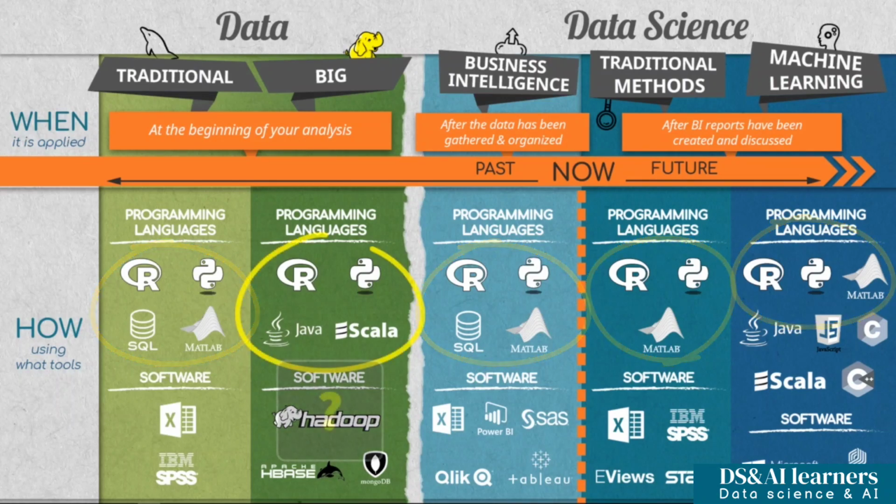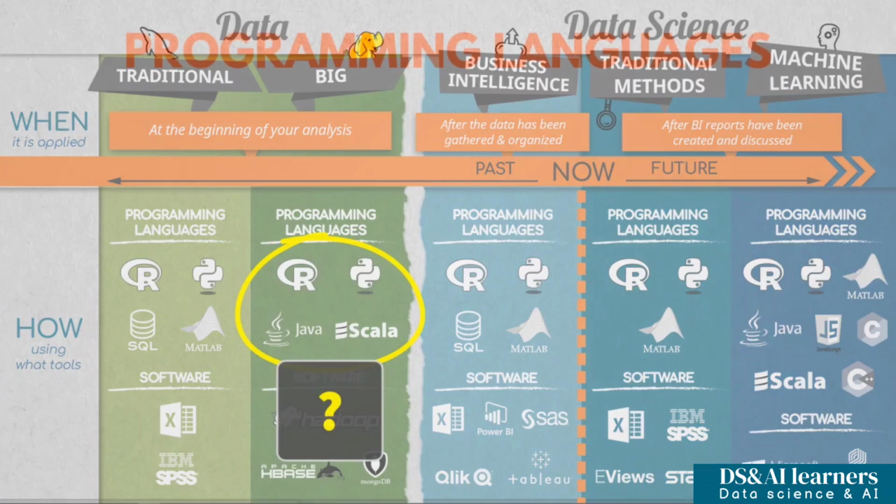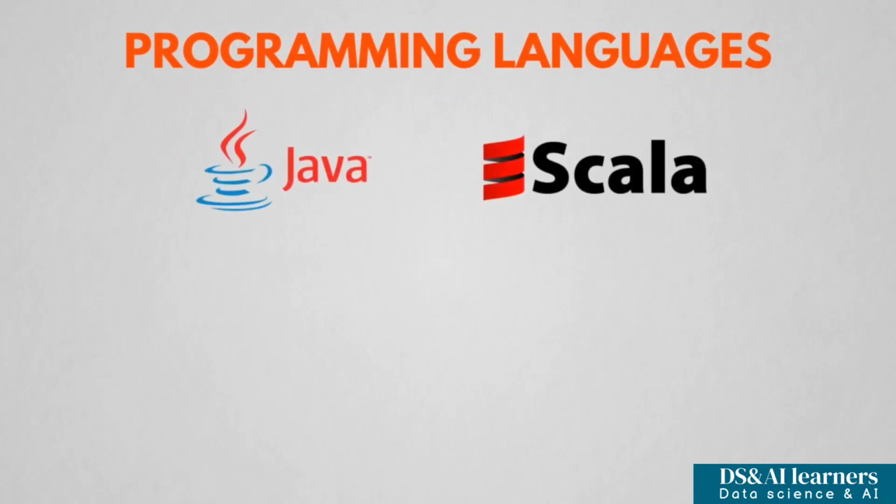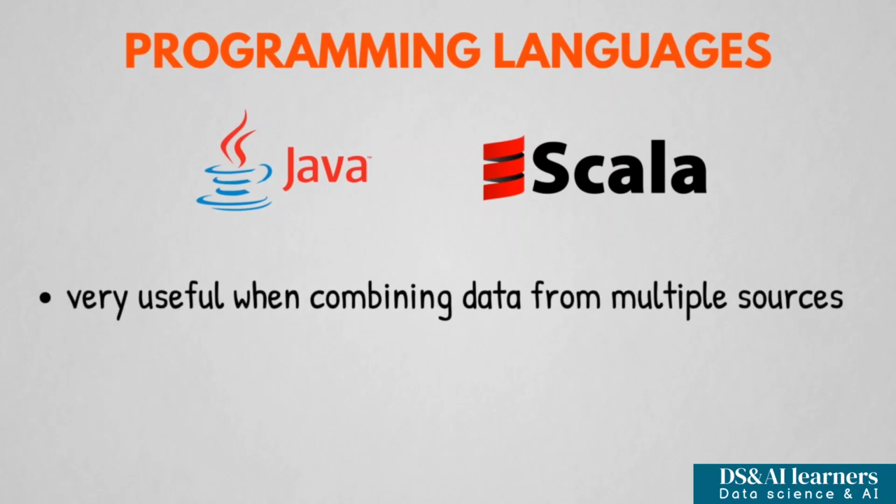What about big data? Apart from R and Python, people working in this area are often proficient in other languages, like Java or Scala. These two have not been developed specifically for doing statistical analyses. However, they turn out to be very useful when combining data from multiple sources.